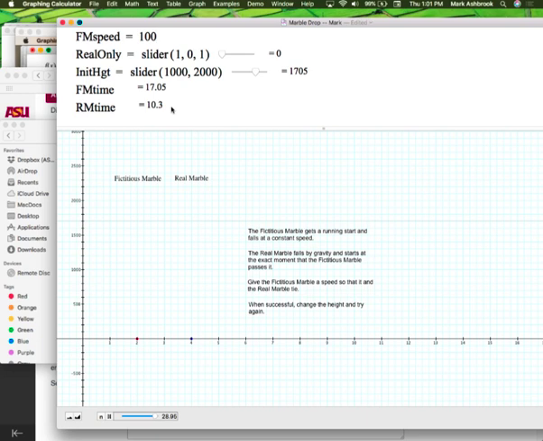All right, so let's play. Tell me what I need to set the fictitious marble speed to so that they hit at the same time. Go. So it's like a game. So for this height, 1705, tell me how I should change FM speed, the fictitious marble constant speed, so that they both hit at the exact same time. Go, figure it out.